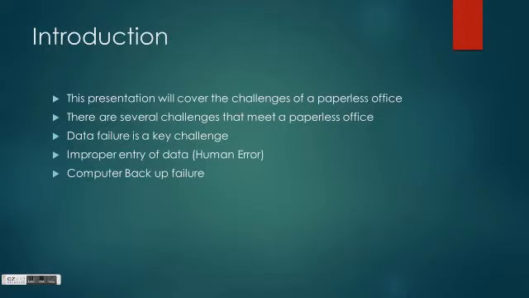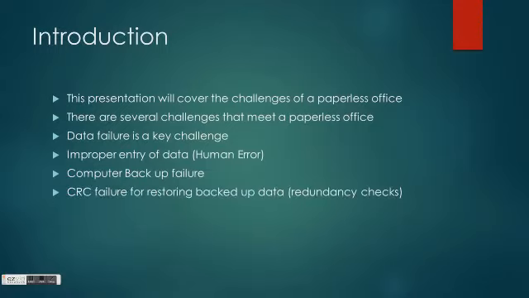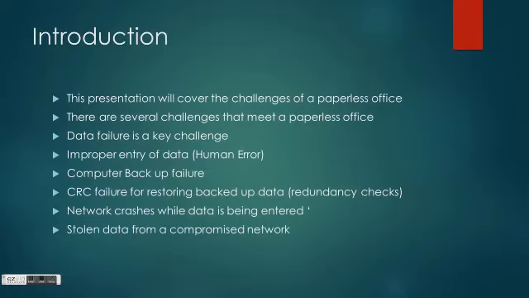If you've got RAID drives that don't work, or if you have a tape backup that has gotten demagnetized. Those are two of the biggest problems backing up your data. Or a cyclic redundancy check, CRC for short, and that's for restoring backup data. It's called a redundancy check. If that fails, then the data is corrupted as well. Or if you have a network crash while the data is being entered, your data could easily be corrupted in that fashion.